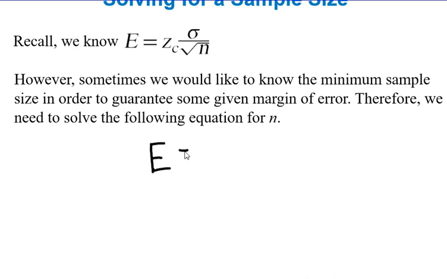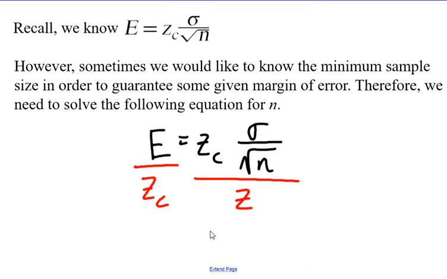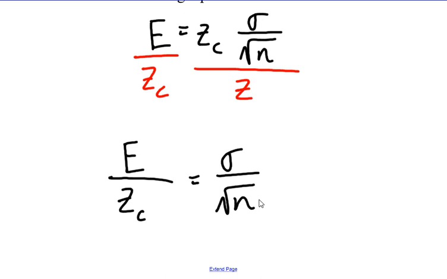So I rewrite my equation. This will be some good algebra review. I'm solving for n. So the first thing I need to do is undo multiplying by the z critical. So divide both sides by zc. I will then have E over zc is going to equal my population standard deviation divided by the square root of n.